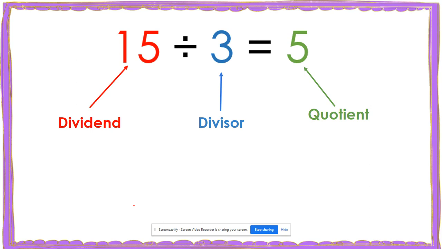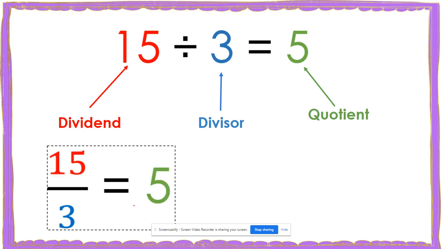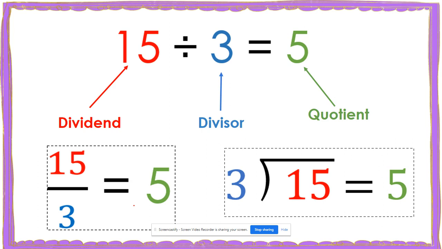In this case, if I divide 15 into 3 equal groups, then there will be 5 in each of the 3 groups. Quotients can be written in other ways as well. They can be written as fractions. So this fraction really says 15 divided by 3 equals 5. They can also be written with a long division symbol. When you are writing in long division, you have to remember that your dividend will always go inside of your long division symbol. Your divisor will go on the outside.